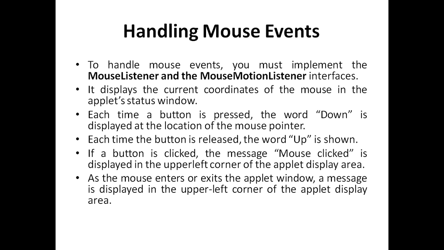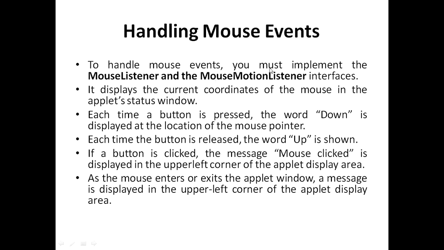Next is handling mouse events. In the last video we saw the delegation event model, which consists of three main components: events, sources and listeners. We saw what event classes are available, what listeners are available, what exactly the sources of events are, etc. Now we are going to see how exactly mouse events are handled inside an applet.